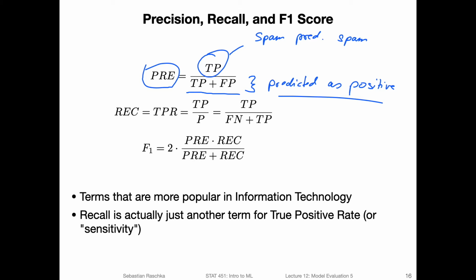So what does the precision give us then in terms of information? What the precision gives us is the number of actually correct positive predictions out of all the positive predictions. So how precise is our classifier? How many of the predicted spam emails are actually spam?